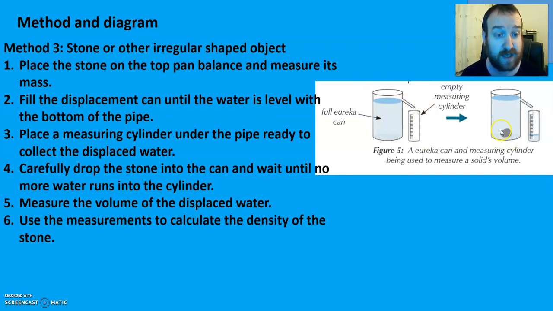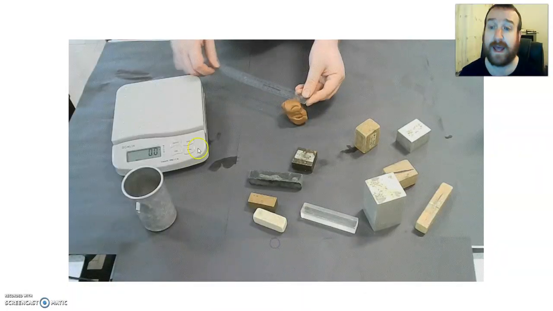Because when we put our irregular shaped object into that displacement can, it's going to push the water level up a little bit, and that water is going to flow along through the little spout and into our measuring cylinder. We'll catch that, and that displaced liquid is going to be the same volume as the irregular shaped object in the eureka can. And again, I've got my method here. I'm not going to read it out, but if we want to pause it, we can see some of the detail. And here's me doing it.